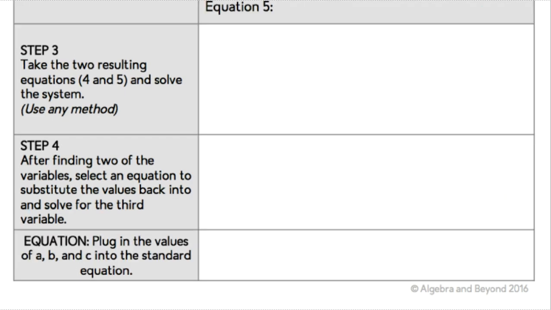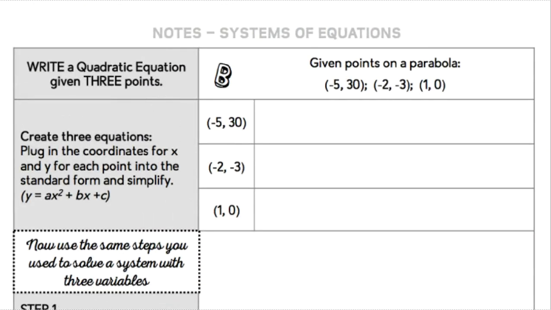Okay, we're going to look at that same idea, but in a slightly different context. We can also use this same process to write a quadratic equation if we're given 3 points that are on that quadratic. The way we do that is to create 3 equations from those points. You're going to plug in the x coordinate and the y from each one and use it to write a standard form equation. So when I do that for this first point, my y is 30.